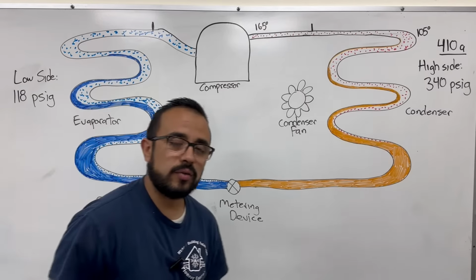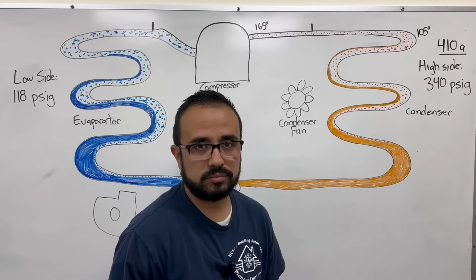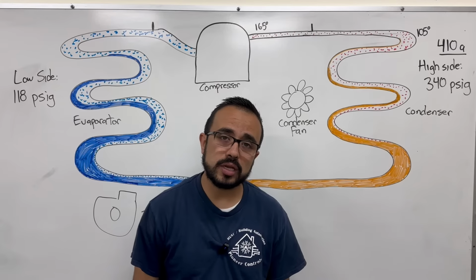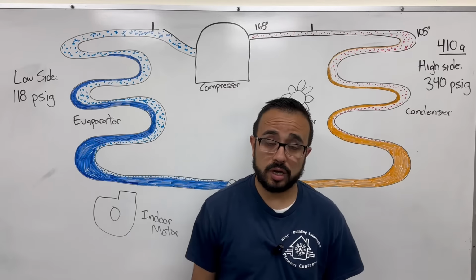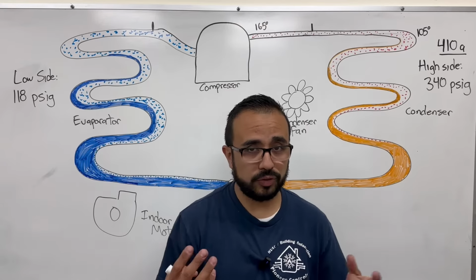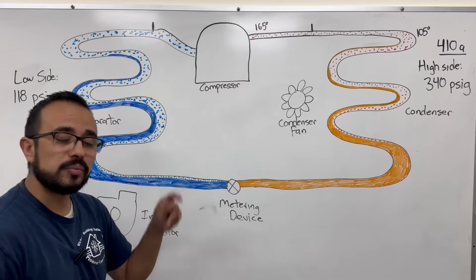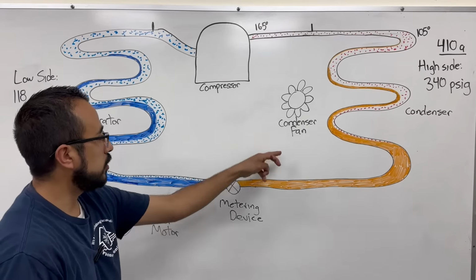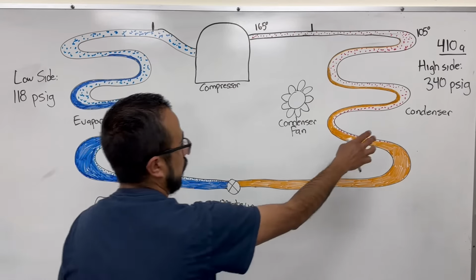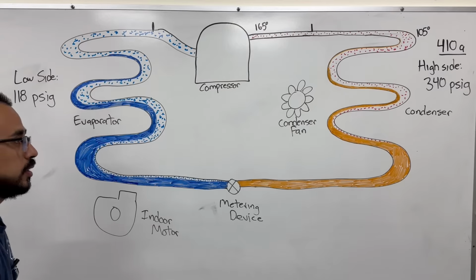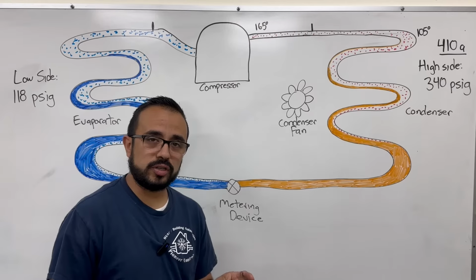Every refrigeration system that you work on, whether it's comfort cooling, industrial, refrigeration, refrigerators, they all have this concept here, these four main components: compressor, condenser fan, condenser, metering device, and evaporator. Okay, so far so good.